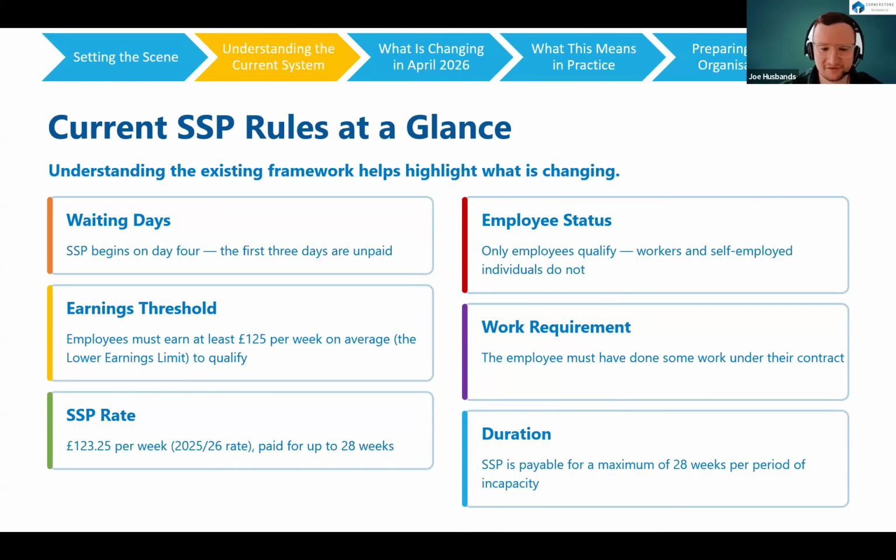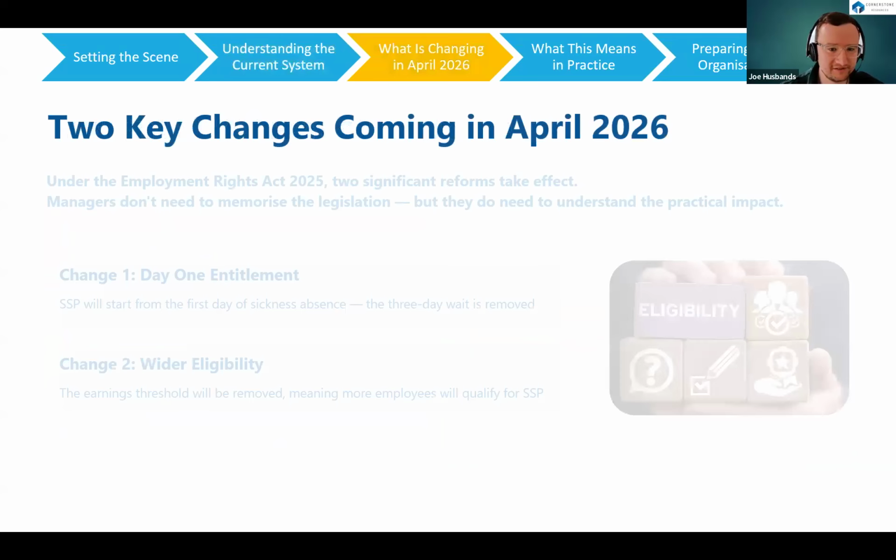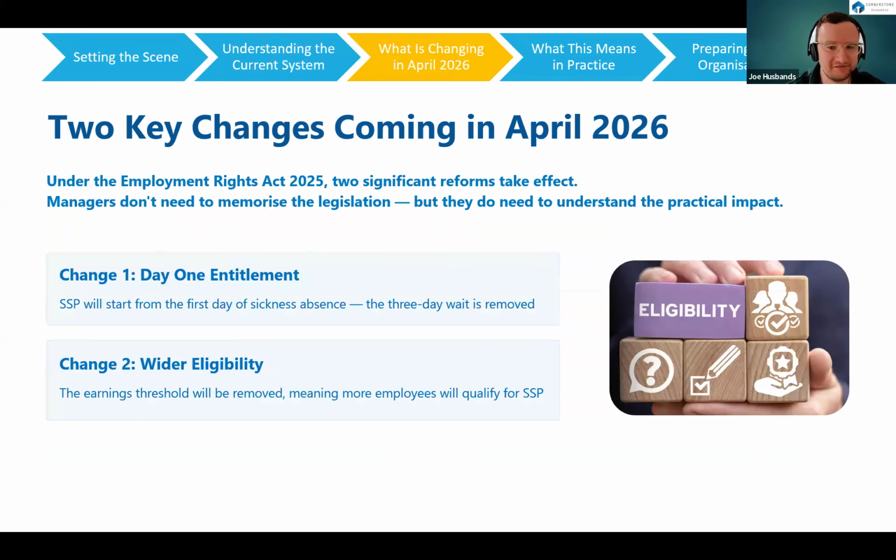Many employers offer company sick pay, which is more generous than SSP as well. So under the Employment Rights Act 2025, two key reforms are expected to come into effect from April 2026. The first change is that SSP will start from day one of sickness absence. The three waiting days we've talked about so far are going to be removed. The second change is that the earnings threshold will be removed as well. This means more employees will become eligible for SSP.